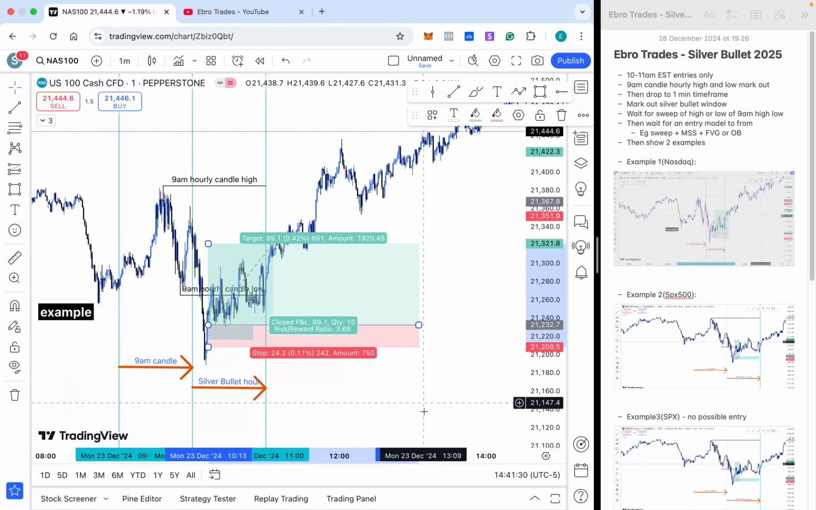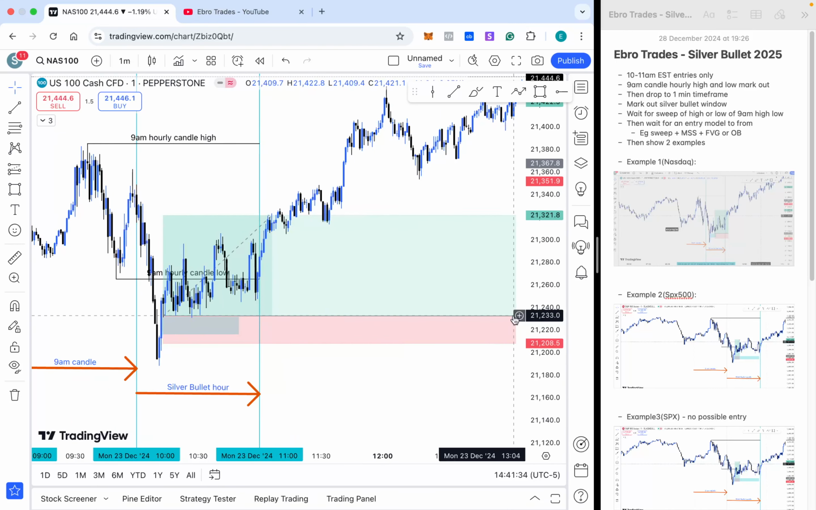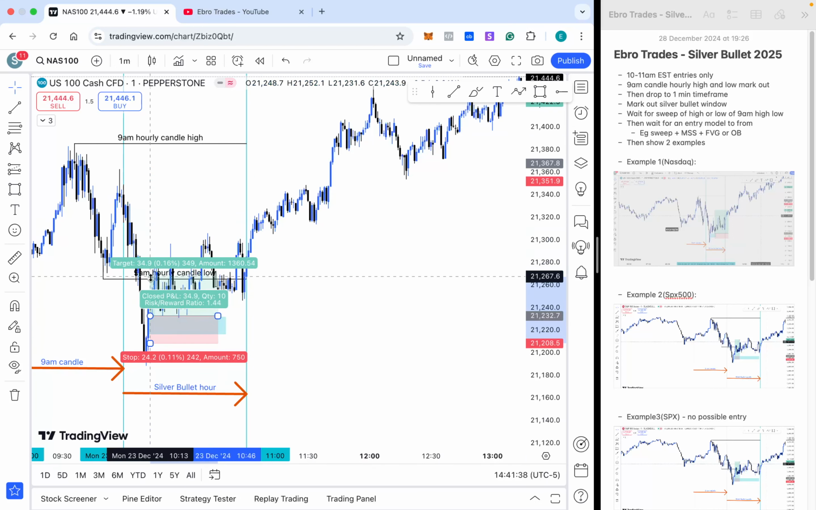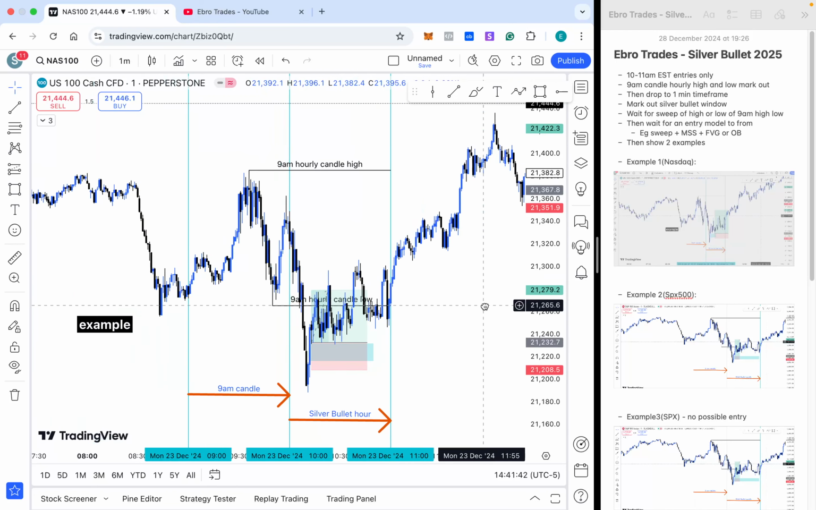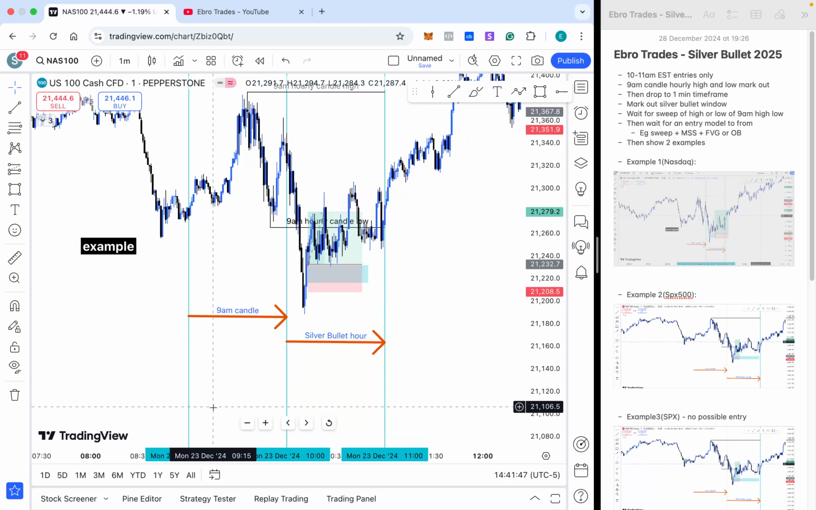But I'm a conservative trader. That's just my style. That's my risk appetite. It's what works for me. There is no right or wrong. It is subjective. It is down to preference. For me, I closed the trade off here and that's it. I was done for the day. This was my silver bullet setup presenting itself on Monday, the 23rd of December on the NAS 100.